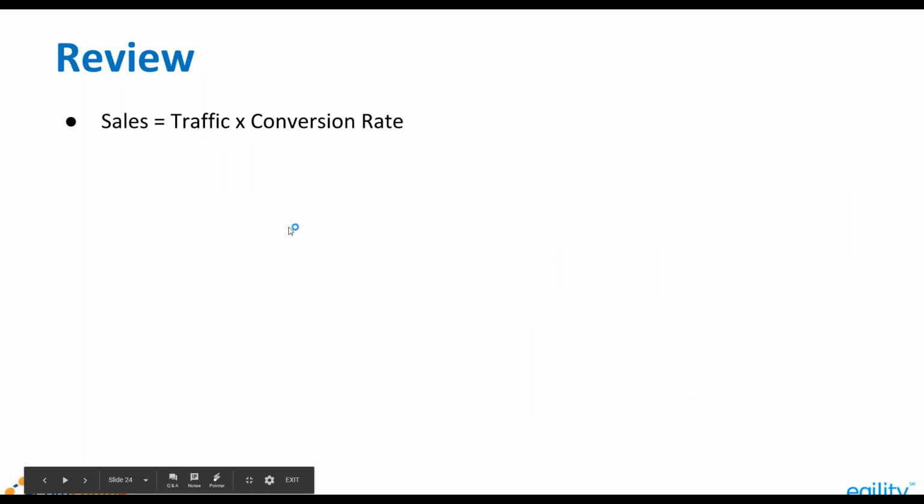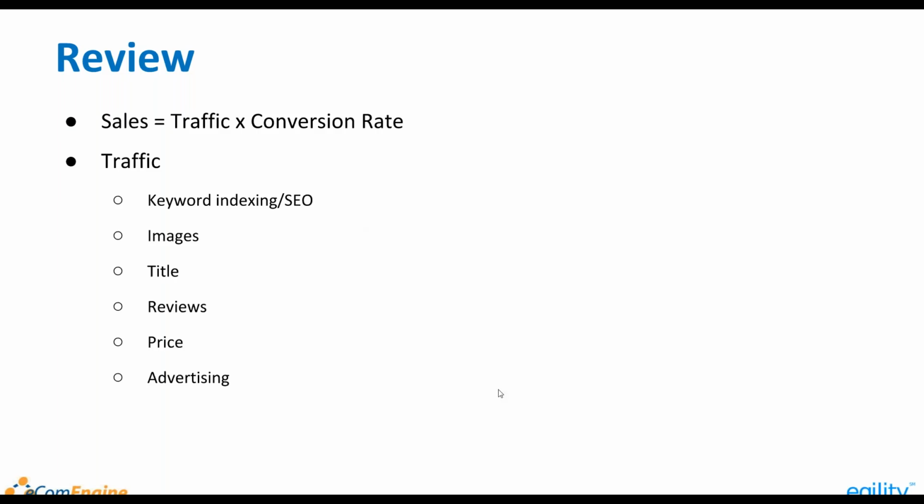So let's just review everything we've gone over. We talked about the levers to increase your sales, which is basically a function of traffic and conversion rate. Increase your traffic, increase conversion rate, you'll get that boosted sales, and optimizing your product page will attack both of those items. Traffic can be done through that keyword indexing or SEO. So we talked about doing that keyword research and making sure it's in your copy. Traffic is also affected by images, because that's how a customer decides to click through onto your page.